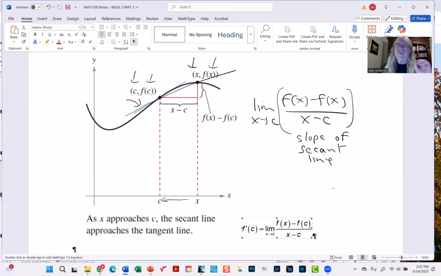Okay, so you can imagine as x approaches c, we're getting closer and closer to this point. And then, as we've seen before, that secant line will get closer and closer to the tangent line. And then in the limit, it'll reach the slope of the tangent line, and that is our derivative. So this is written as f prime of c.